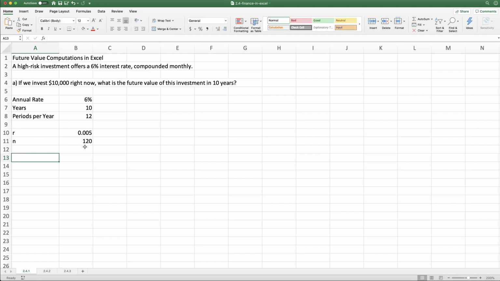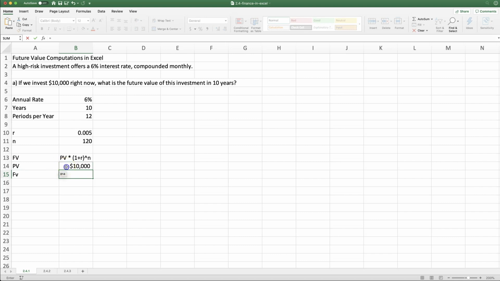The formula for future value is the present value times 1 plus r to the n. Note that the circumflex here is used for exponentiation, 1 plus r to the power of n. We can use cell references to plug in these values and find the future value of this investment. We know that the present value is $10,000, that's what we have today, and the future value then is given by the present value times 1 plus the rate, r, to the power of n, the number of periods. PV times 1 plus r to the power of n.